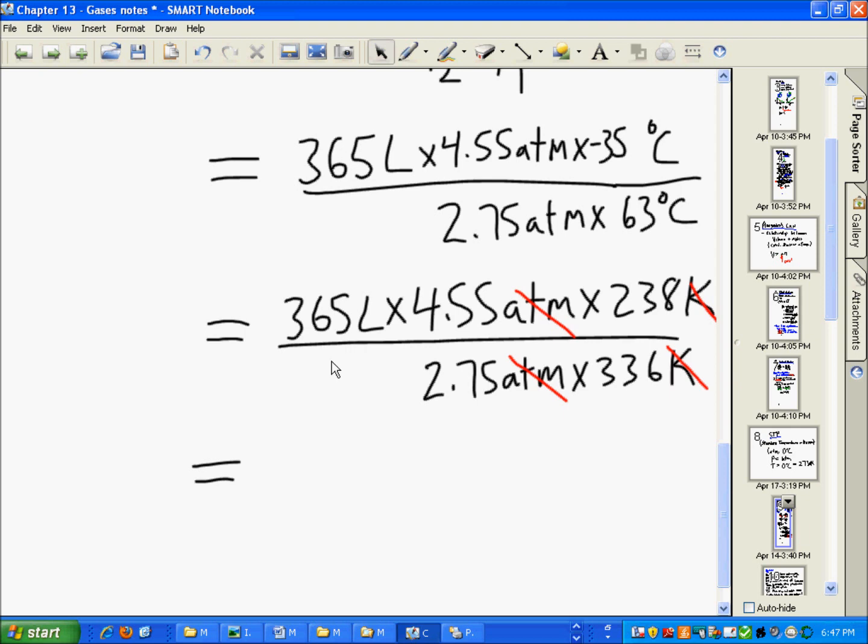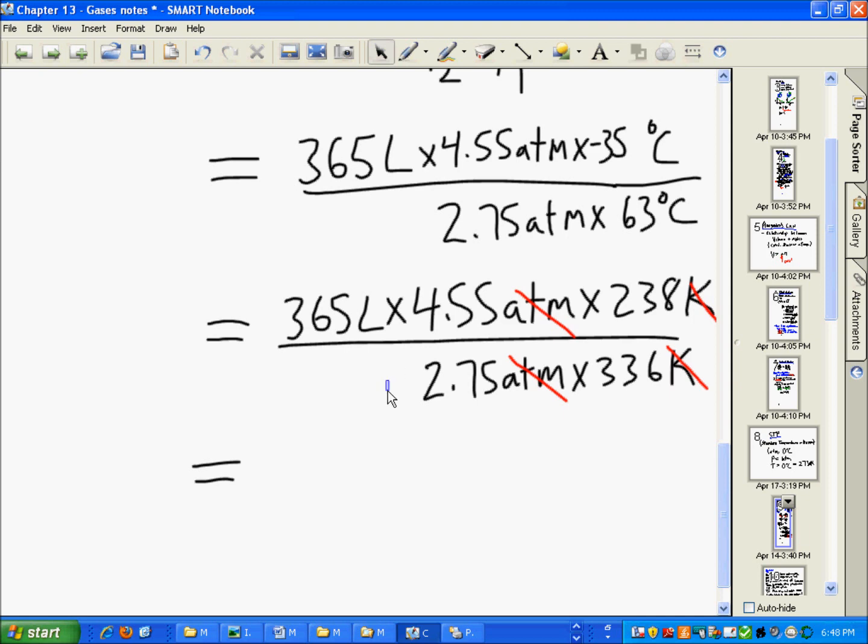You can do the whole calculation all at once. So 365 times 4.55 times 238, divide by 2.75, divide by 336. But when you divide, you'd only divide once, and then you'd multiply the 2.75 and then multiply the 336, wouldn't you? So Tamara's question is, don't you multiply the 336?